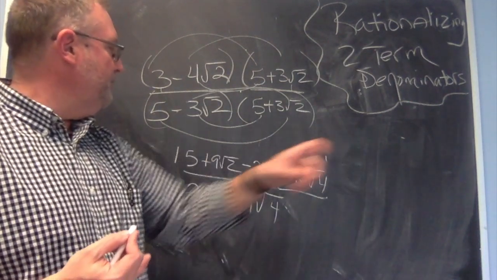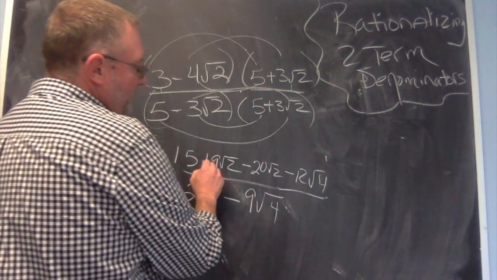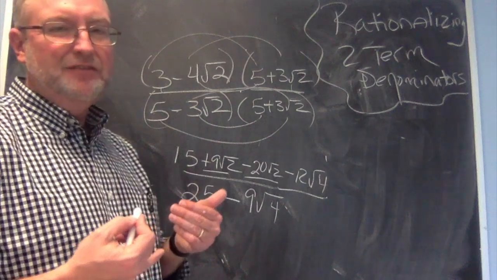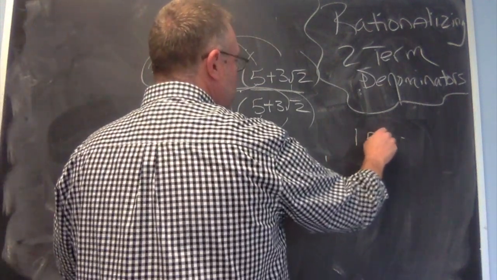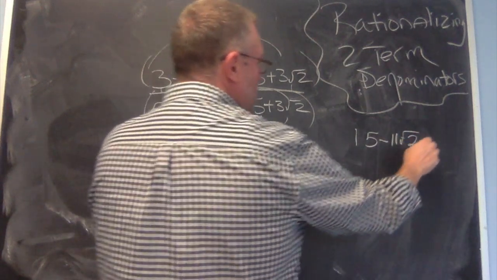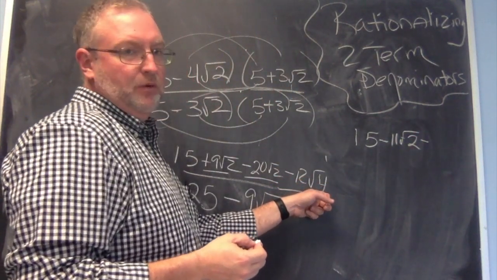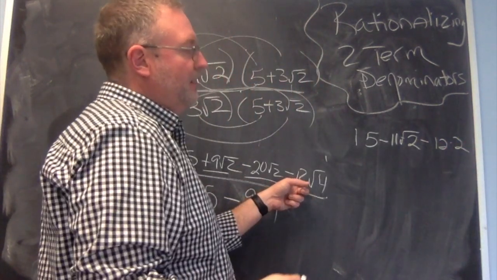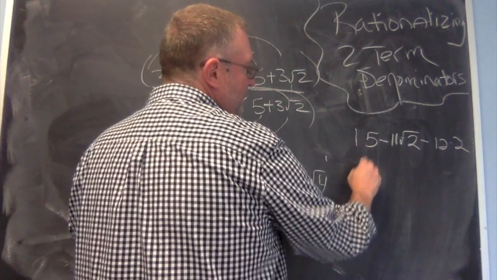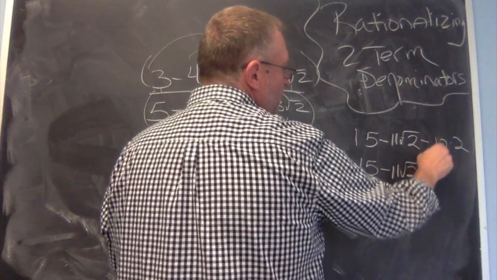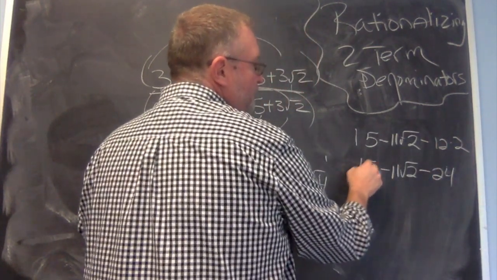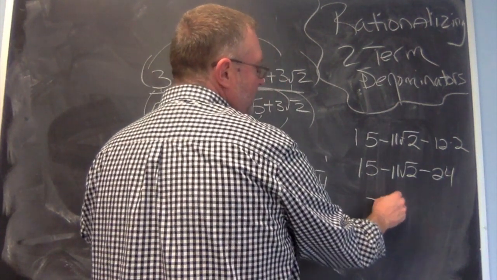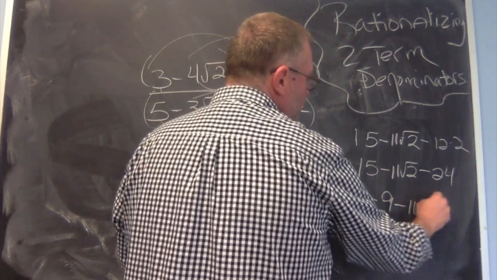So, it'd probably be best for me to write it over here. All right, let's do the top here. I know I can put together a 9 square root of 2 and a negative 20 square root of 2, which is going to give me a negative 11 square root of 2. So I have 15 minus 11 square root of 2 minus, now, what is the square root of 4? 2. So minus 12 times 2. Now I'm just going to write right underneath it. So I have 15 minus 11 square root of 2 minus 12 times 2 is 24. 15 minus 24 is a negative, what would it be, 9? Negative 9 minus 11 square root of 2.